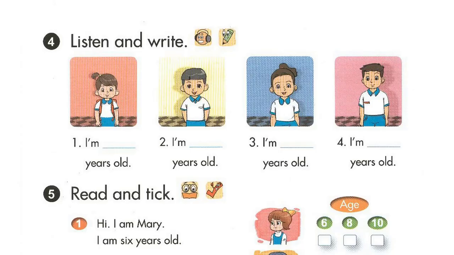Page 27. Lesson 2. Activity 4. Listen and write. 1. How old are you? I'm 6 years old. 2. How old are you? I'm 7 years old. 3. How old are you? I'm 8 years old. 4. How old are you? I'm 10 years old.